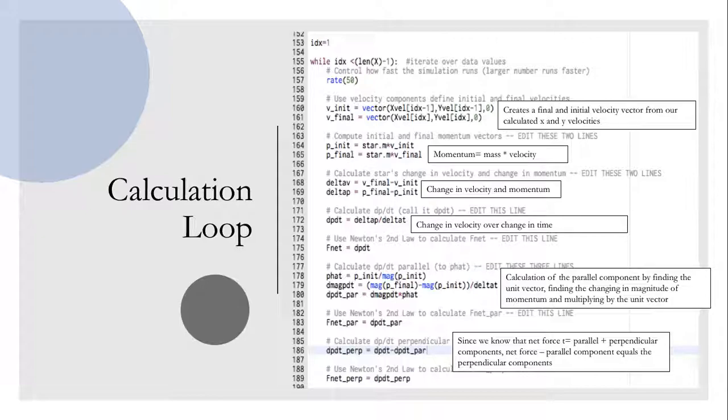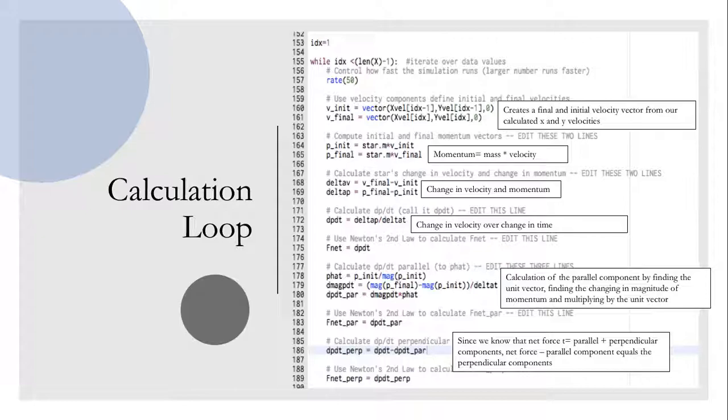We then found momentum by multiplying mass times velocity, which is part of the momentum principle. We then found the change in velocity and the change in momentum by subtracting the final velocity from the initial velocity and the final momentum from the initial momentum. We then set dB/dt equal to the change in momentum divided by the change in time. We said net force is equal to dB/dt per the momentum principle.